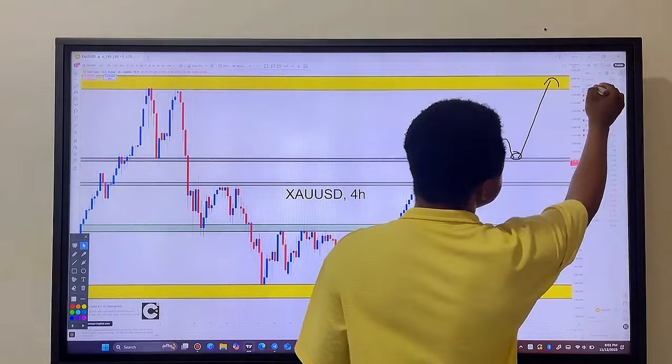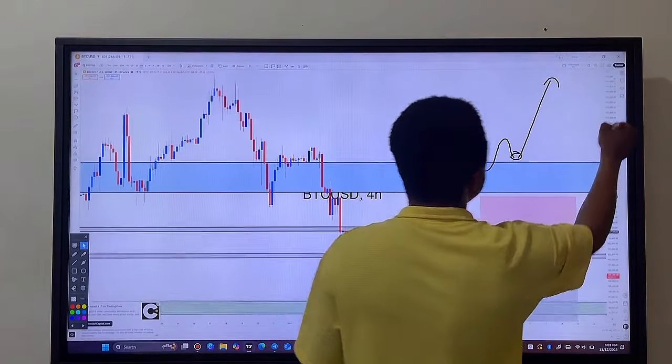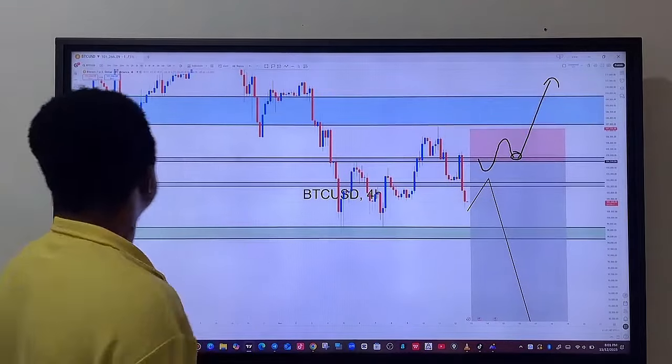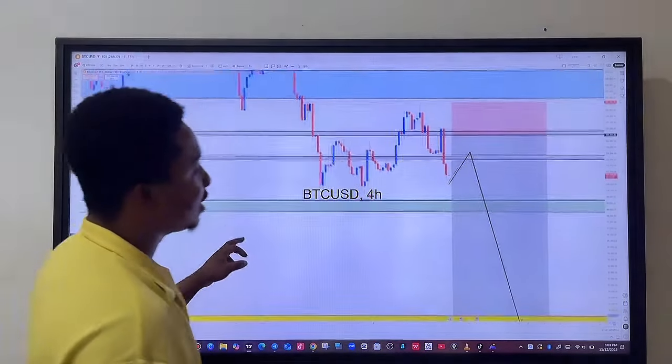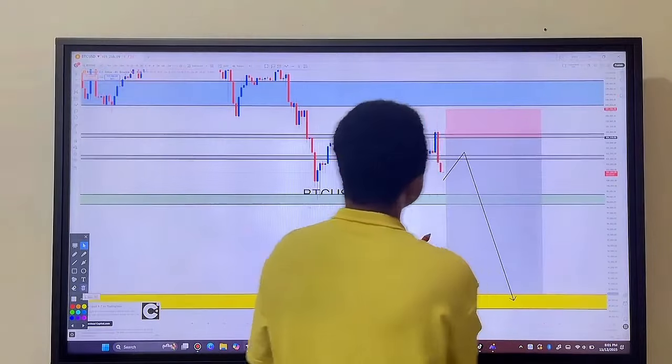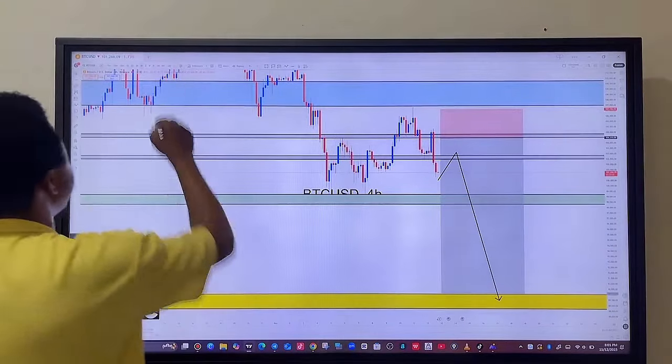All right, so BTC USD is up next. Now BTC, what are we looking for? We are looking for what? Selling opportunities. Now let's take it all the way to a 3-month time frame and begin with BTC sell setup.